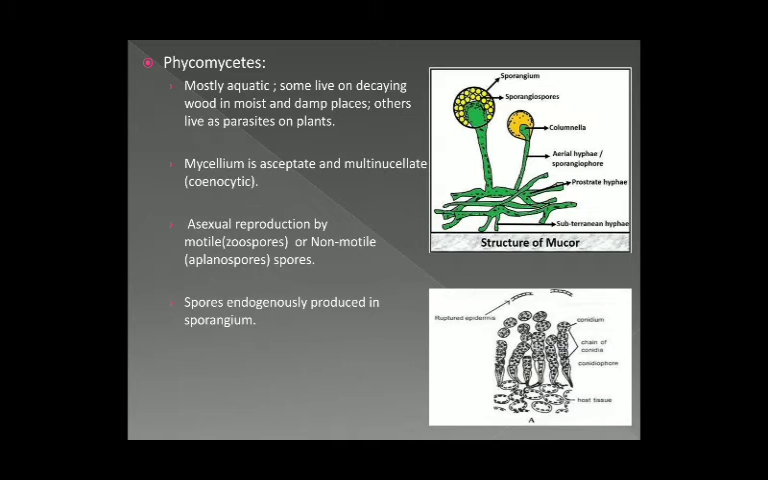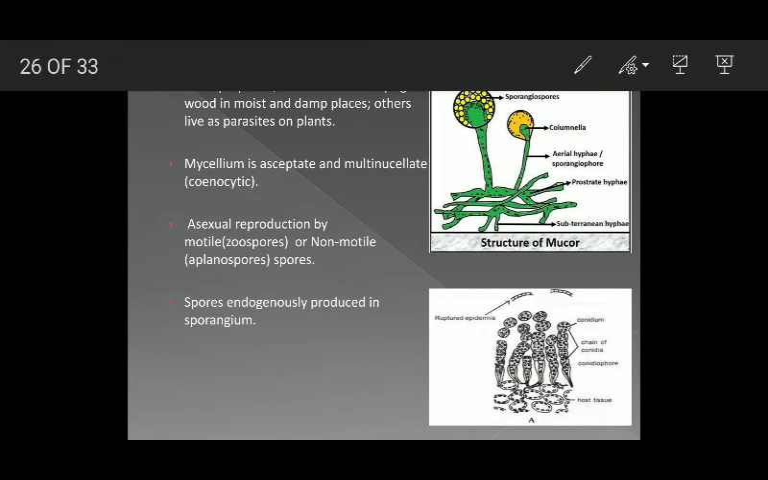Phycomycetes are mostly aquatic. Some are known to live on decaying wood in moist and damp places, while others exist as parasites on plants. The mycelium in case of Phycomycetes is aseptate and multinucleate. Aseptate multinucleate means there is no intervening septa, septa are absent, and the hyphae are multinucleate. This condition, as I have already told you, is known as coenocytic condition. So simply stated, you can say they are coenocytic.